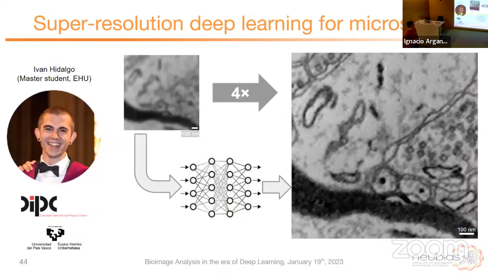And something that is actually a long effort, but now it's being crystallized by the work of this guy, Ivan Hidalgo, who yesterday presented his master thesis, something that we developed here with some collaborators as well on DIPC, on deep learning methods for super resolution. Okay, so as a microscopy, we use it for cosmological images as well, because actually all those methods are, let's say, agnostic to the data.